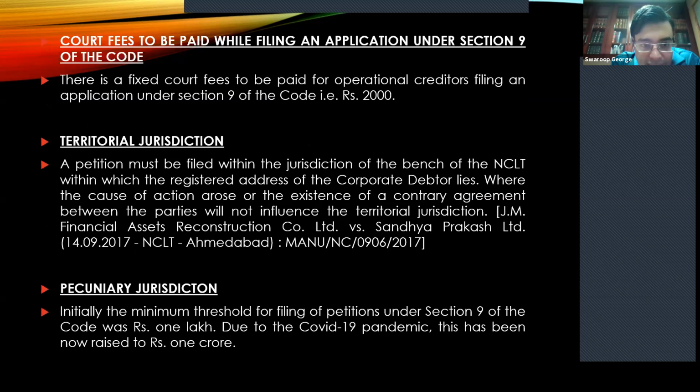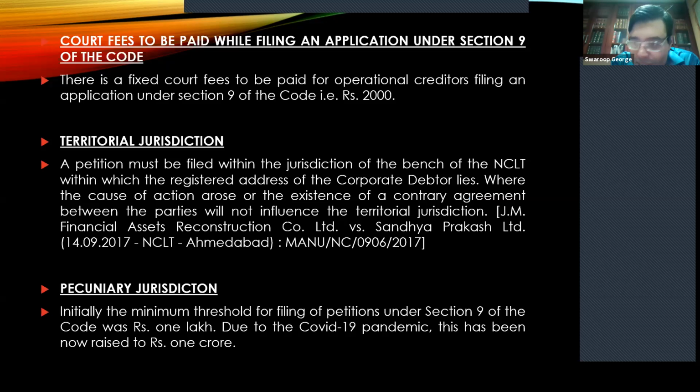Now, another question is territorial jurisdiction. Cause of action as such doesn't matter when filing a Section 9 petition, nor does any agreement between the parties restricting or conferring exclusive jurisdiction. It has to be filed with the bench of the NCLT within whose jurisdiction the registered address of the corporate debtor lies.